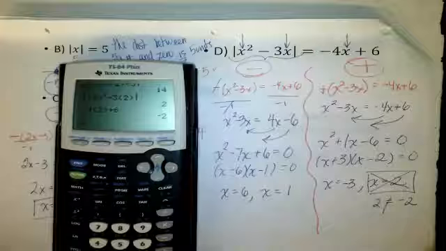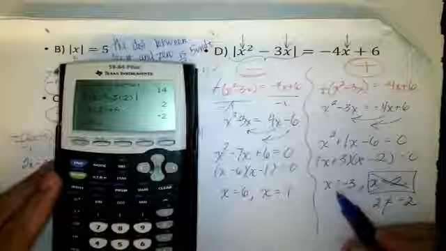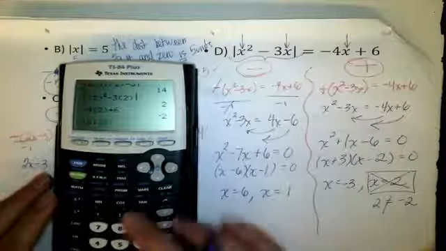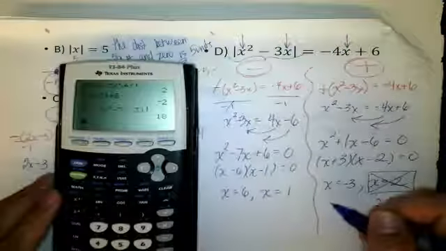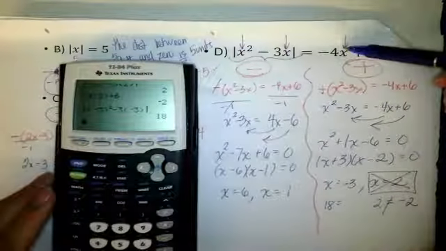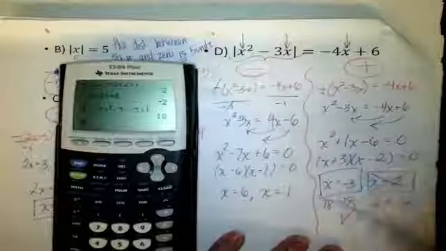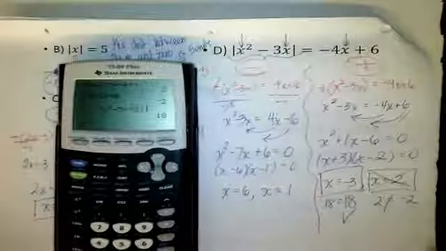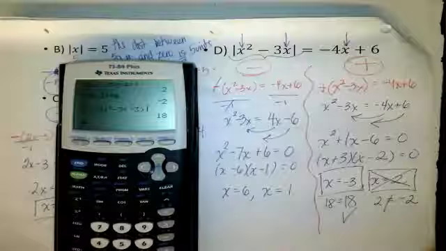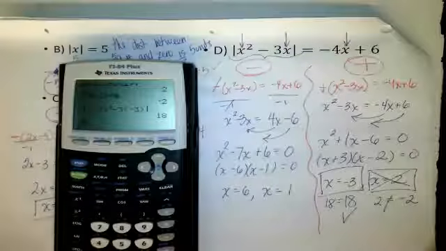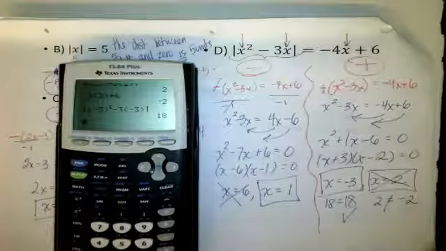Okay. Trying my negative 3 in the left-hand side, negative 3 being squared minus 3 times negative 3 gives me 18. On the right-hand side, negative 4 times negative 3 is 12, plus 6 is 18. That one works. Okay? And again, if you were to keep checking those other solutions, some are not going to work. Six does not work, but 1 does.